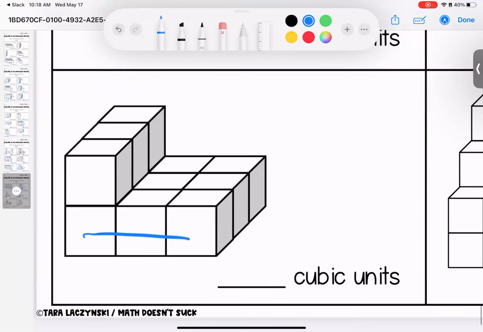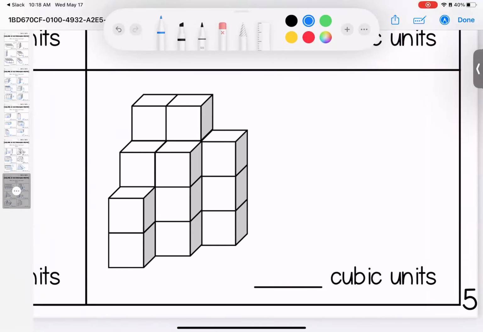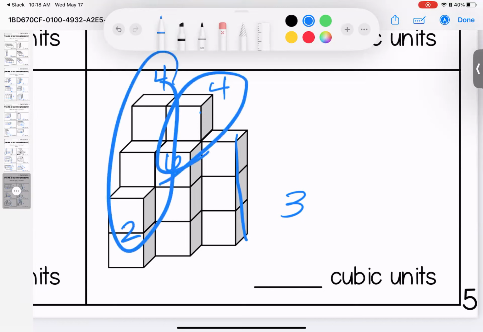Down here I have a 3 by 3, which is 9. I have a 1 by 3, which is 3, so 12. And then over here I have a 3 by 1, which is 3. I have a 4 by 1, which is 4, 4 by 1, which is 4. This is a 3 by 2, which is 6, and then a 2 by 1, which is 2. So 10, 16, 17, 18, 19.